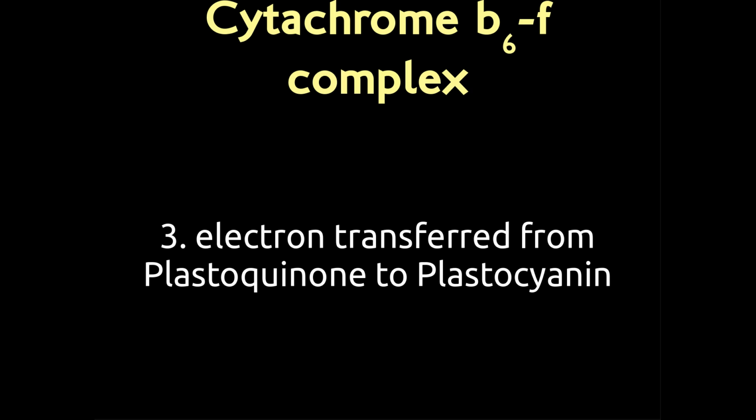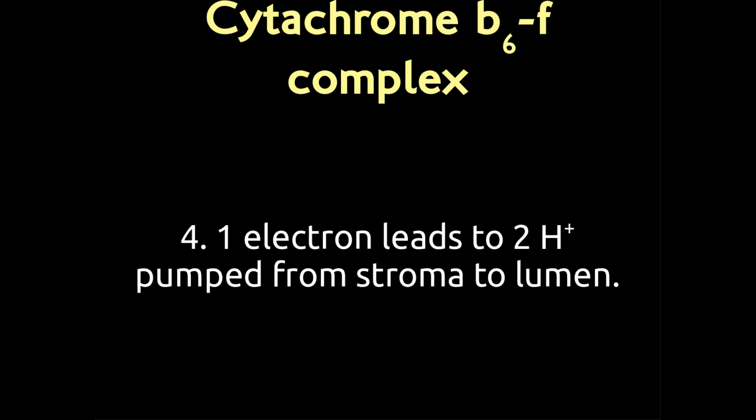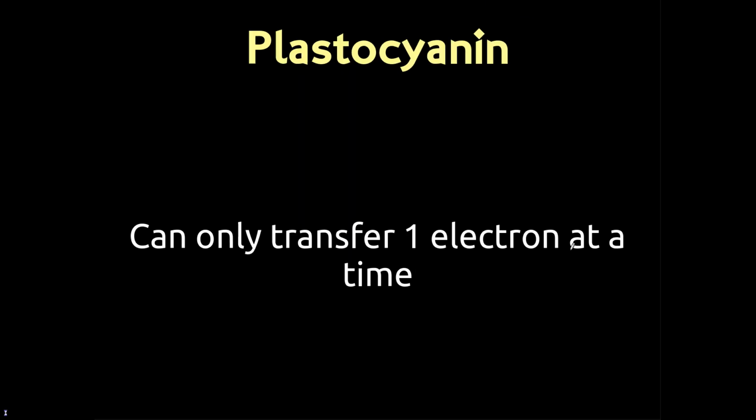It is going to transfer an electron from plastoquinone to plastocyanin, and in the course of doing that it is going to be pumping some protons across. Each one electron leads to 2 protons being pumped from the stroma into the lumen of the thylakoid. Because we're passing a pair, we get a total of 4 protons per water that we split being pumped across. Then it passes on to plastocyanin.